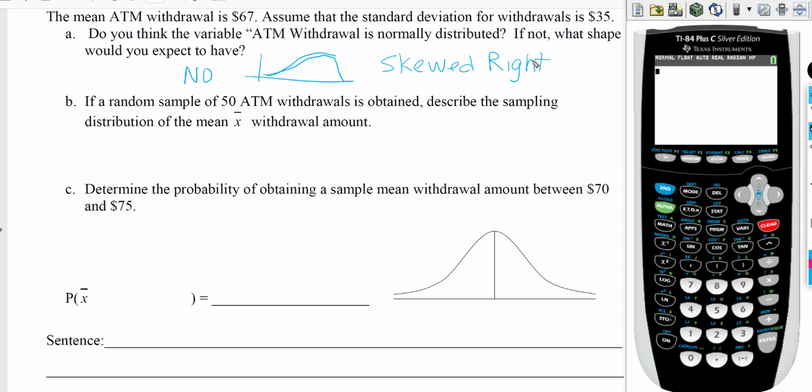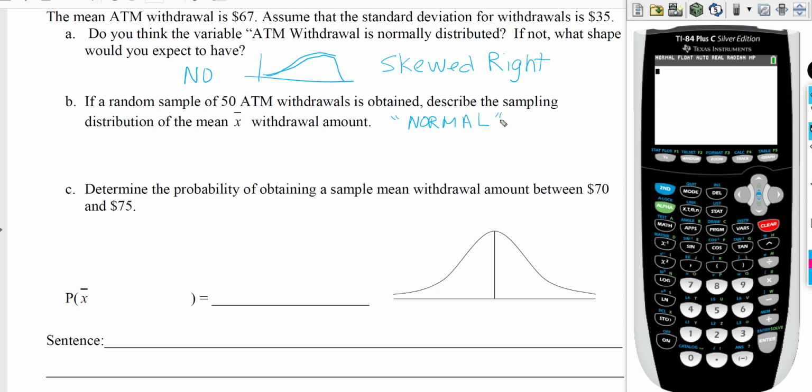So with the skewed right distribution, now, if a random variable of 50 ATM withdrawals is obtained, describe the sampling distribution of the mean X-bar withdrawal amount. So the actual withdrawal amount now, if it's a sampling mean of 50, is going to be normal. As the sample size increases, it gets closer and closer to a normal distribution.